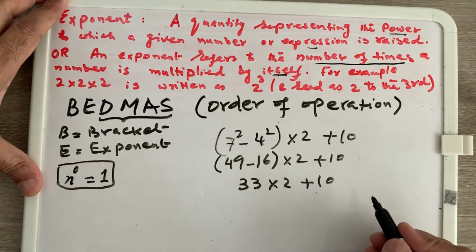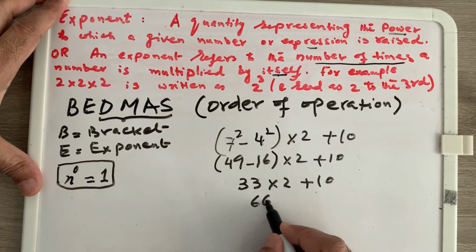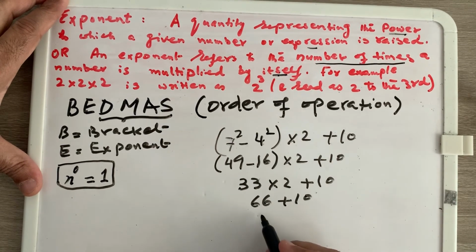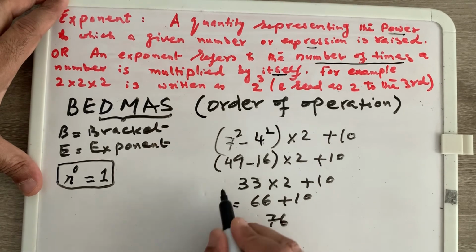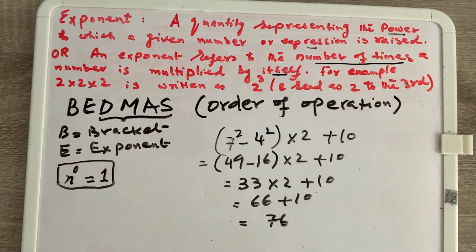Now what operation do I have to do? Multiplication first. So 2 times 33 is 66, plus 10. Now I will be doing my addition, which gives me 76, my answer, right? So this is what order of operation tells us. You have to remember this all the time, because this is the way you have to solve the questions.